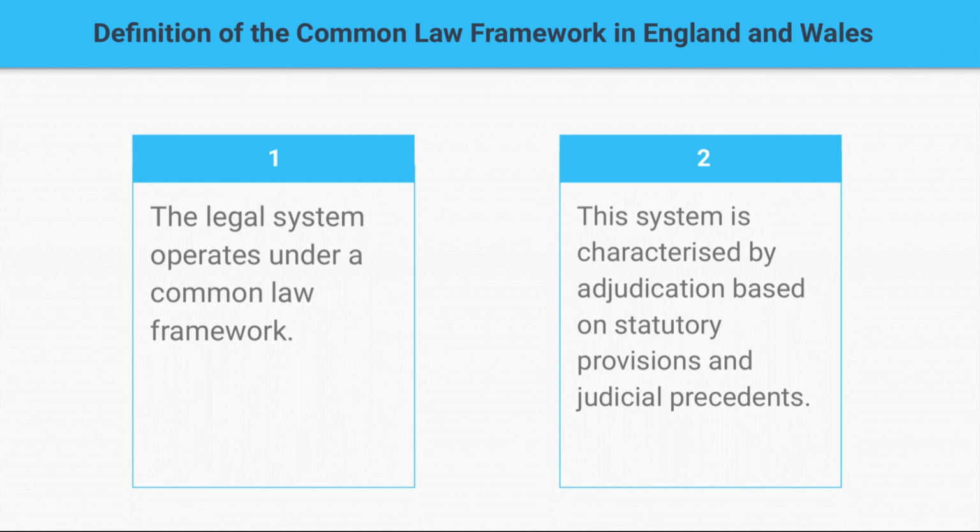First, let's define the common law framework. This means that much of the law is developed through decisions made by judges in court cases rather than solely based on written statutes. This system is characterized by adjudication based on statutory provisions and judicial precedents. In other words, while statutes state the law, judges' interpretation and application shape the common law. The common law system allows flexibility and adaptation, as new precedents are set with each significant court decision.